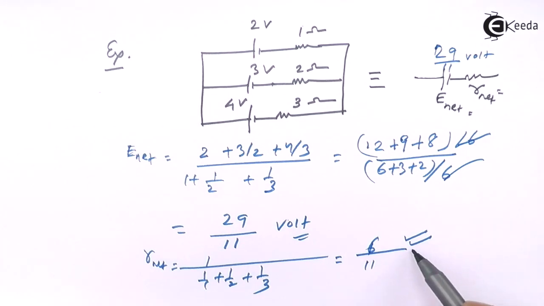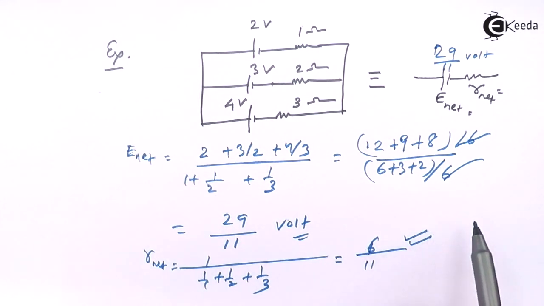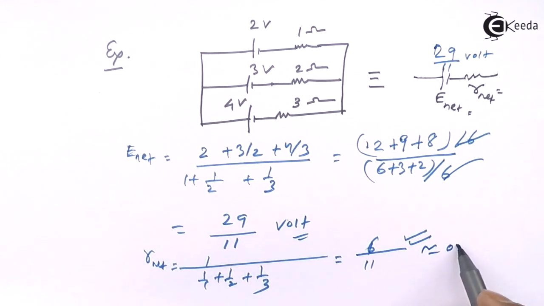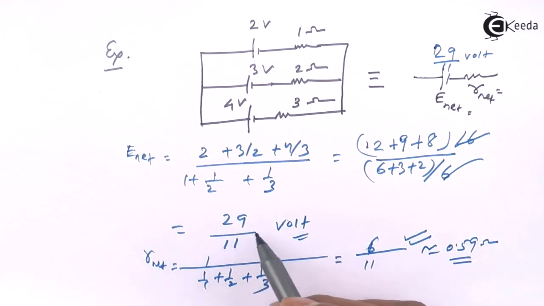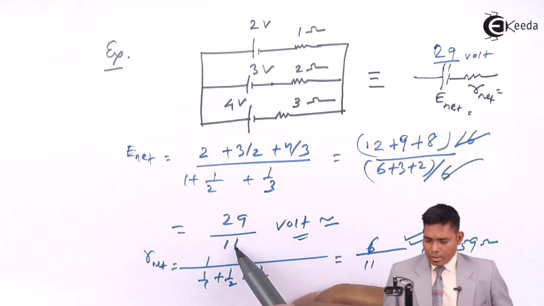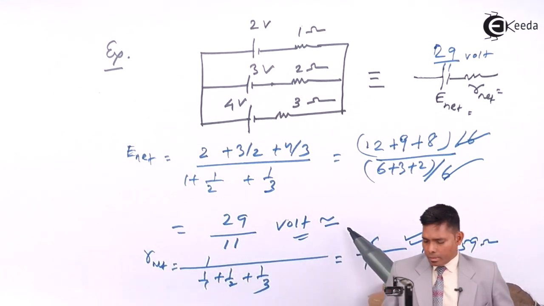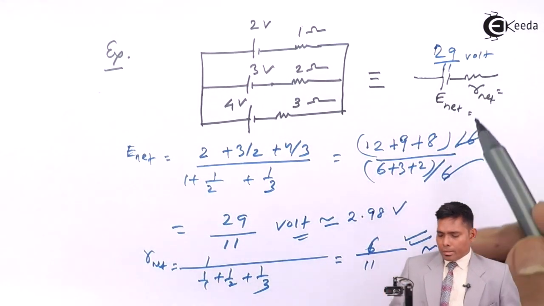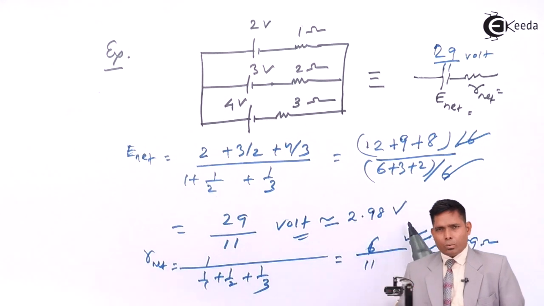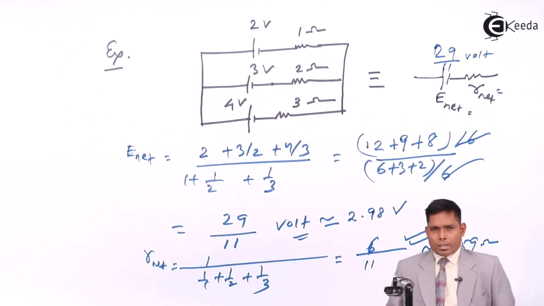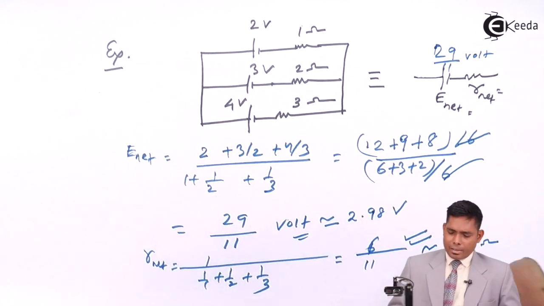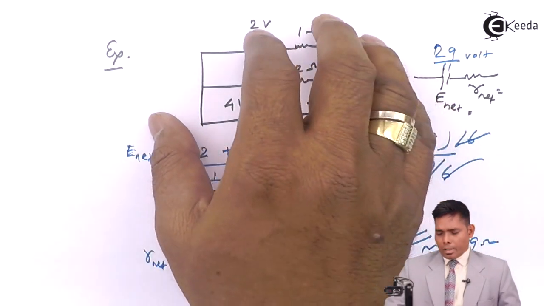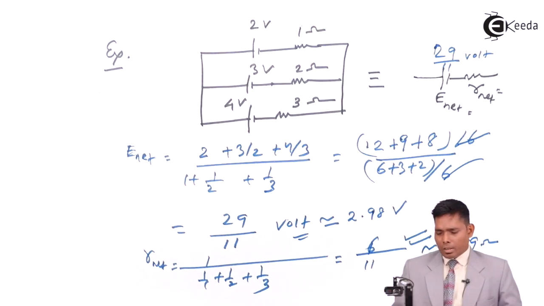Suppose it is 0.59, nearly 0.59 ohm. And this voltage, if it is 10 it's 2.9, and nearly it is 2.98 volt, something like that. So if I have a battery whose EMF is 2.98 volt and internal resistance is 0.59, that single cell will act exactly the same way as this combination will act. So that is how you do it.